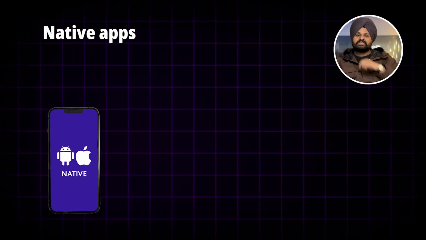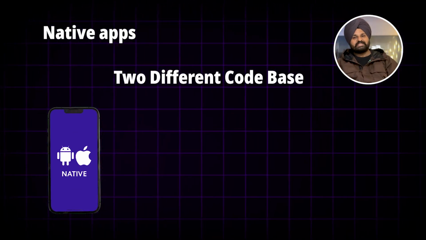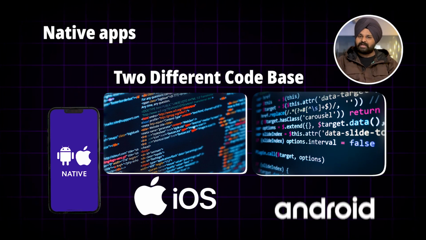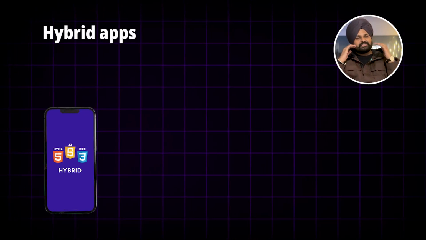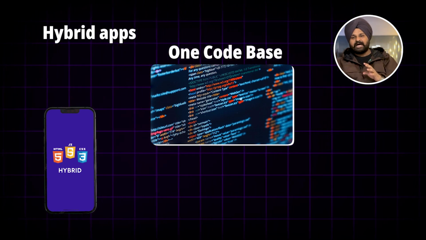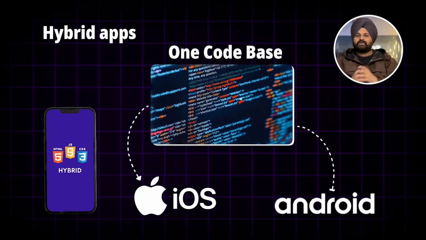Now the third important thing is the mobile app. When we say mobile app, everyone knows it is something which you install on your device. Now there are two kinds of apps, hybrid apps and native apps. When I say native apps, I mean those apps which have two different code bases. What that means is that you have a separate code base for iOS and a separate code base for Android. While in hybrid, assume it as a translator. So one code base which is translated into iOS as well as into Android.